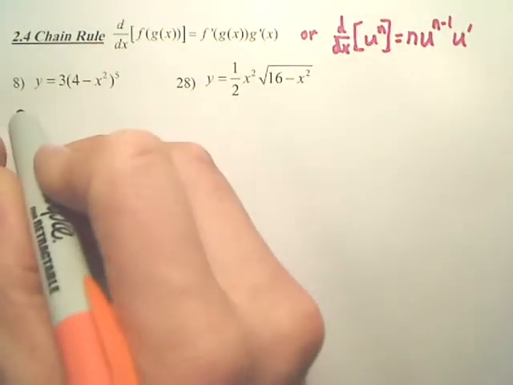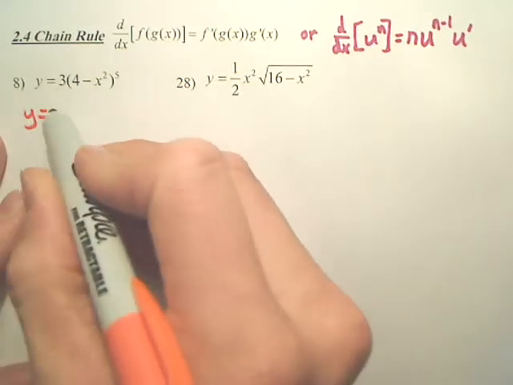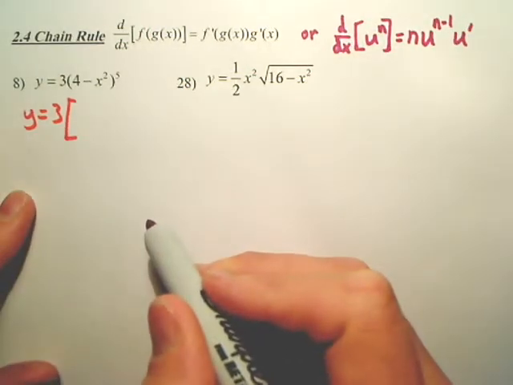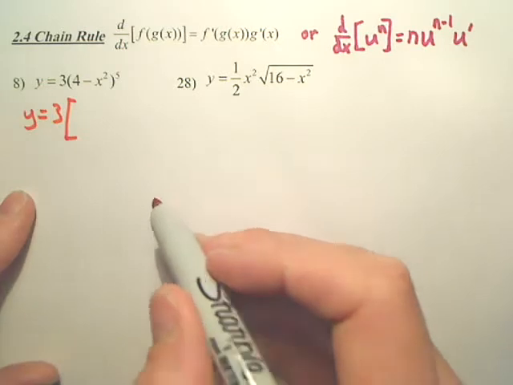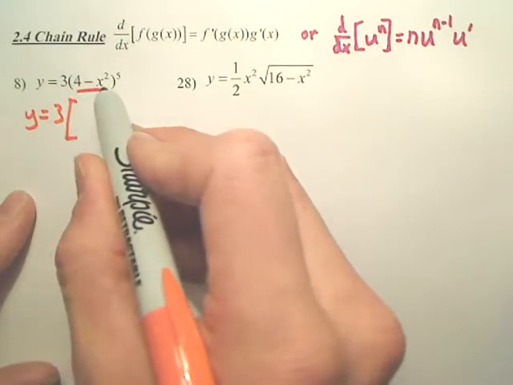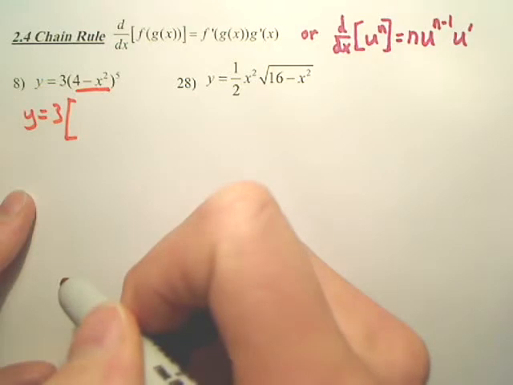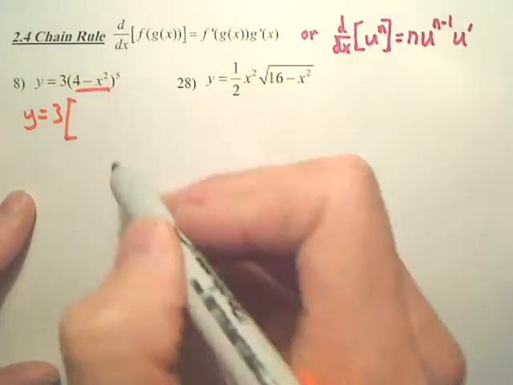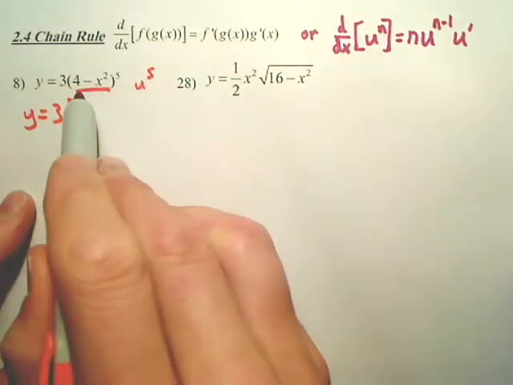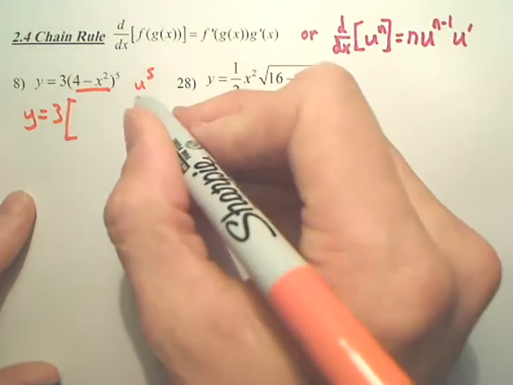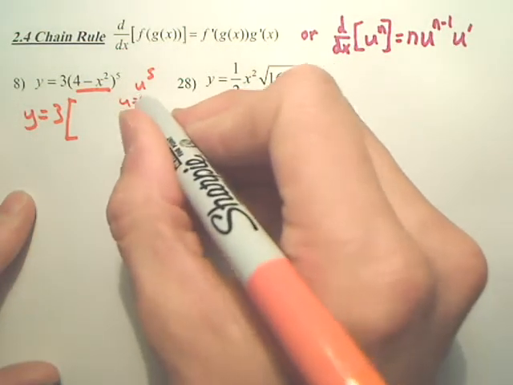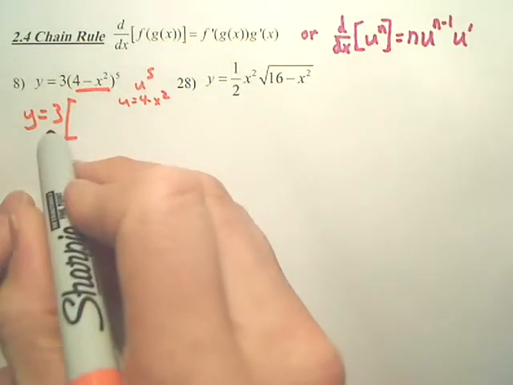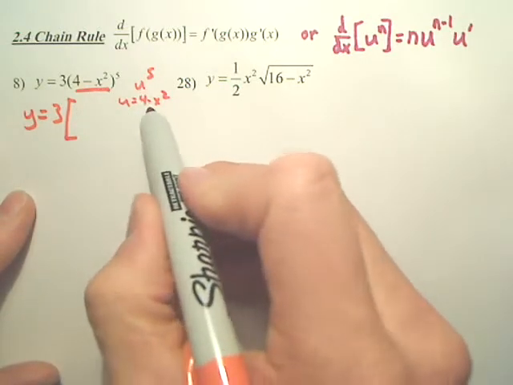So basically, if I wanted to derive number 8 here, I'd put the 3 and just leave it out front for now. Okay? And then what I'm going to do is treat this as u. So what I end up with is I derive u to the 5th. Think of this as u to the 5th, and u is 4 minus x squared, with the 3 kind of chilling out front.